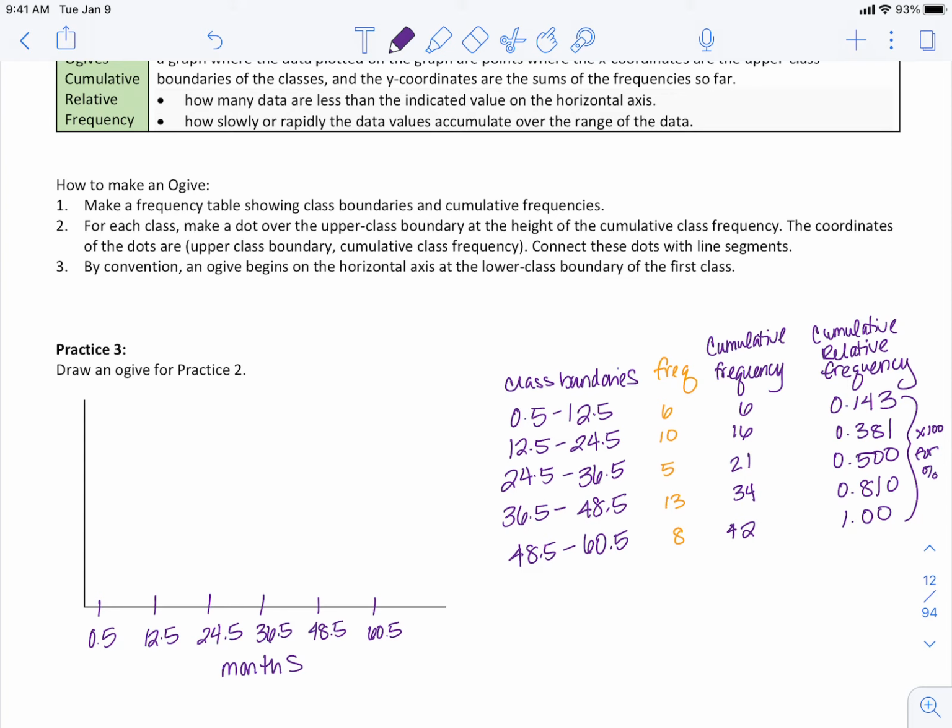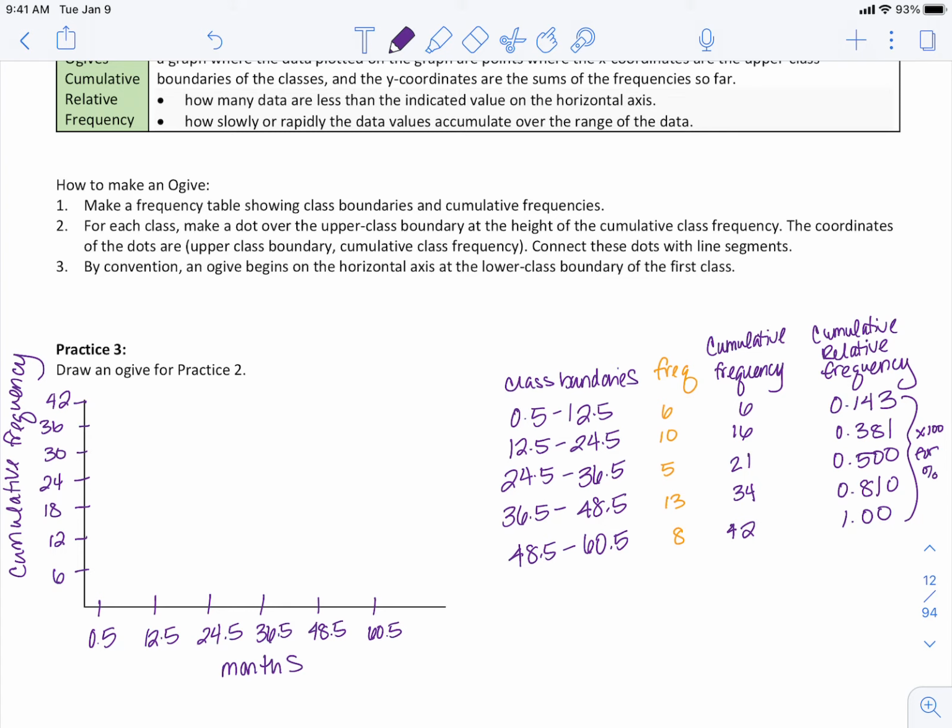Then we're going to list our cumulative frequencies as our data points, okay? So we always start, let's see, our highest number is 42. So let's count by sixes here. So 6, 12, 18, 24, 30, 36, and 42.